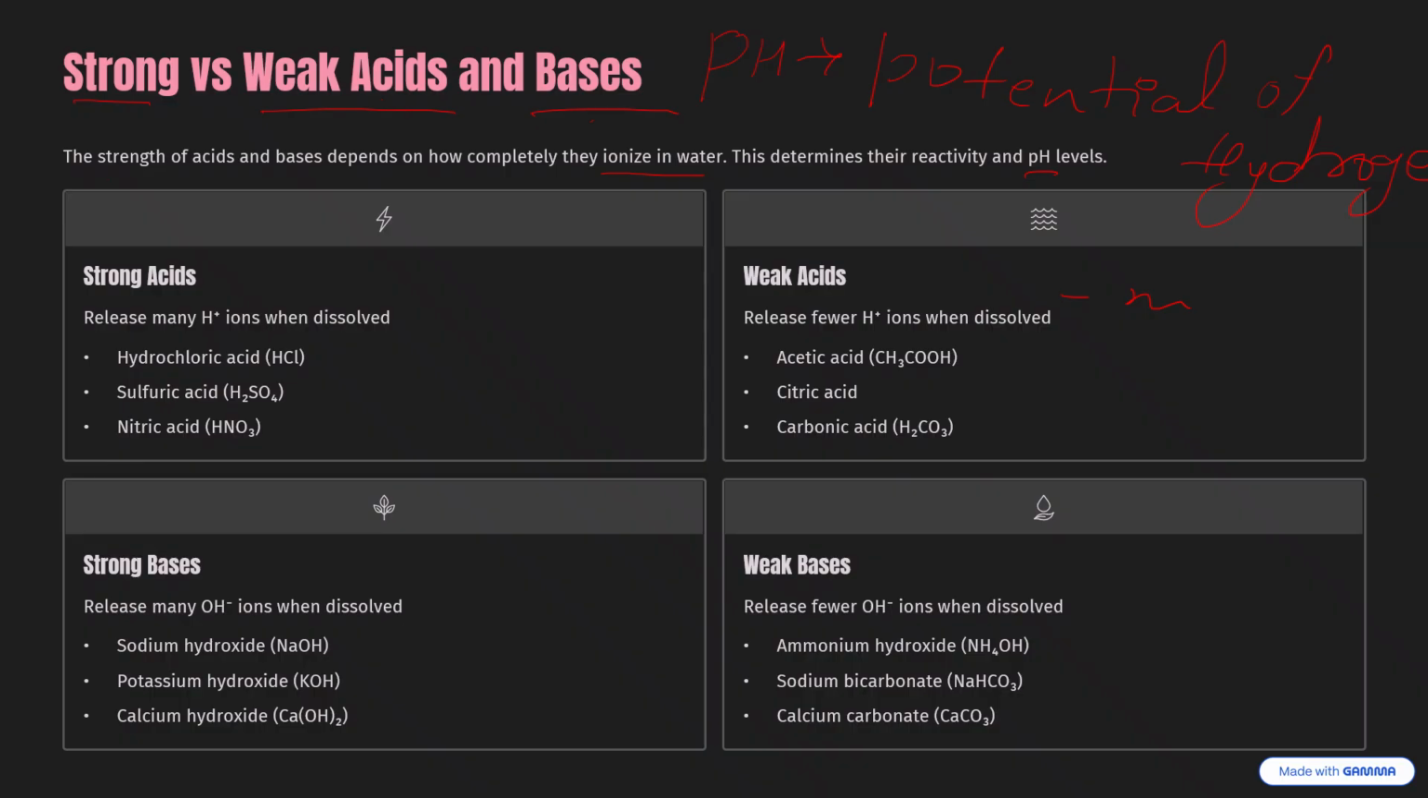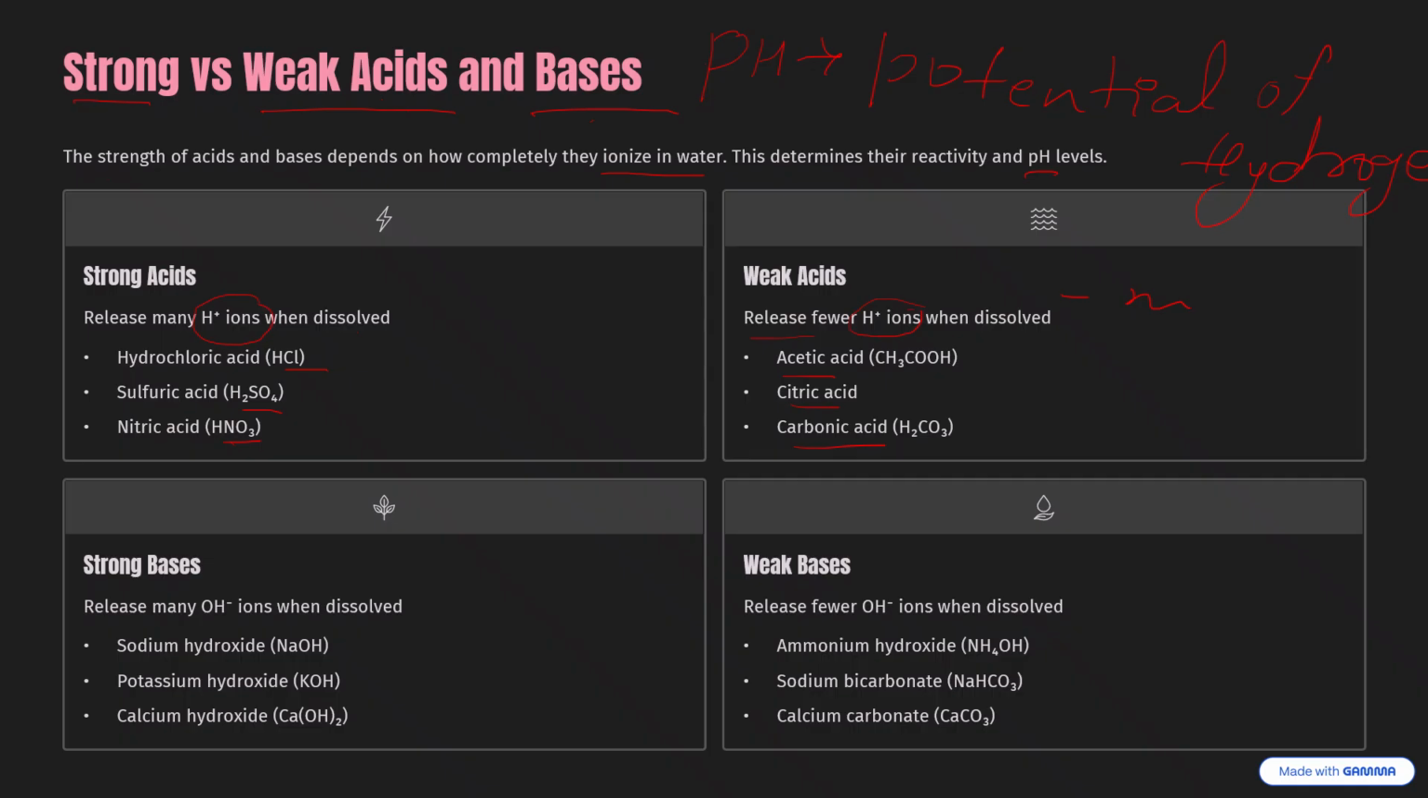Strong acids release many hydrogen ions when dissolved, like hydrochloric acid, sulfuric acid, and nitric acid. Whereas weak acids release fewer, that is less, hydrogen ions when dissolved, like acetic acid, citric acid and carbonic acid. Strong acids release many hydrogen ions compared to weak acids.